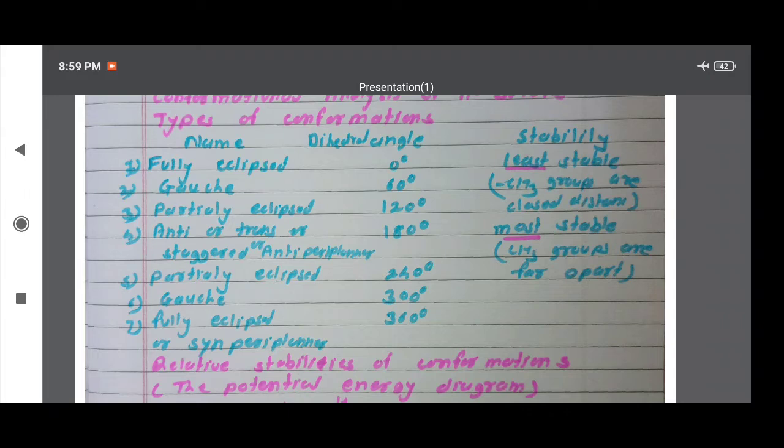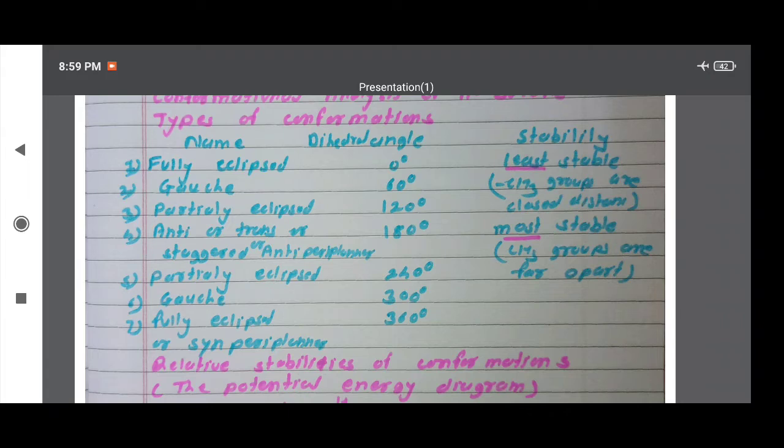Then again, dihedral angle 300 degree is the Gauche conformation, and then the fully eclipsed conformation at 360 degree, also called the syn periplanar conformation. So 0 degree and 360 degree are the fully eclipsed conformation or syn periplanar conformation. This conformation is the least stable due to the bulky methyl groups being closer to each other.